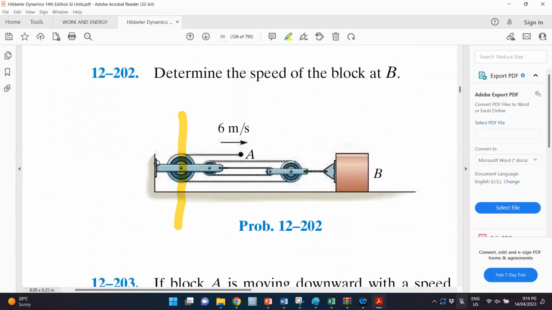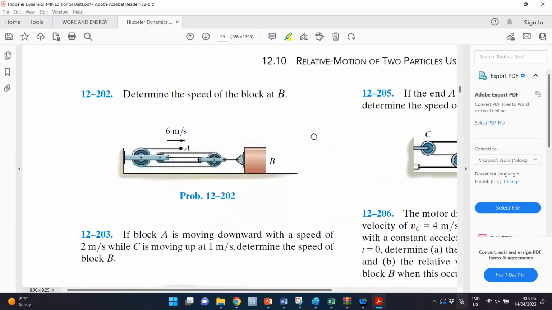From fixed pulley, from fixed wall to the pulley. Or kalau you tak nak, you boleh tulis datum kat sini. Sini pun boleh. Okay. Sebab yang ini unchanged length, yang ini change length ni tak berubah. Okay. So you boleh lukis daripada sini. Okay. It's up to you.